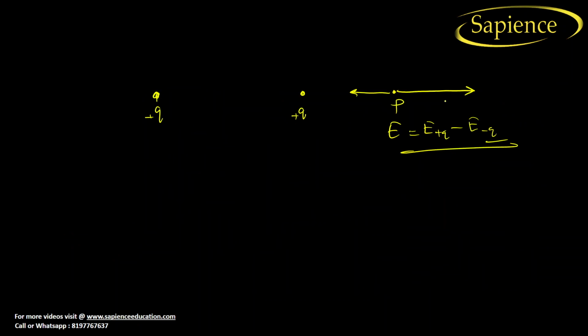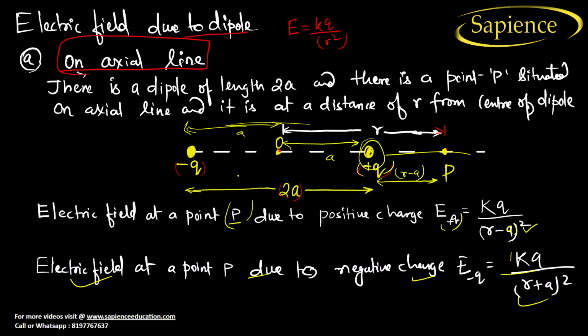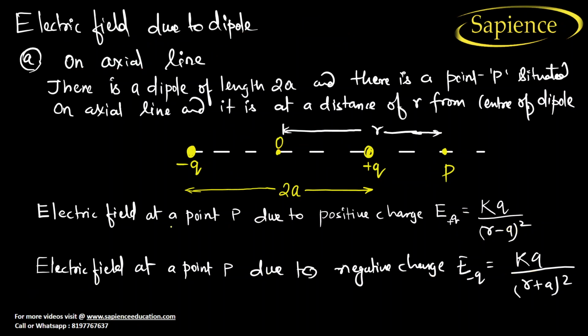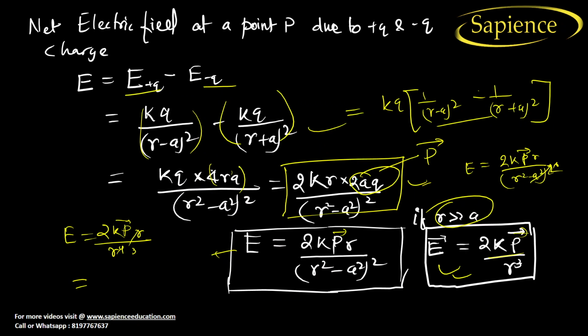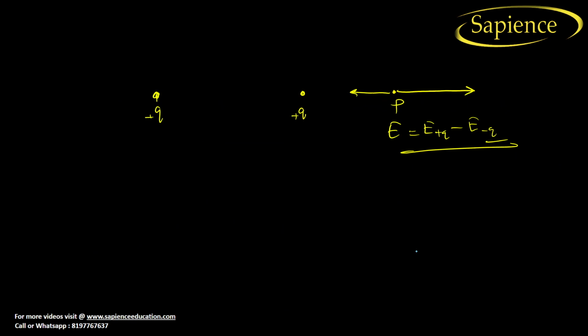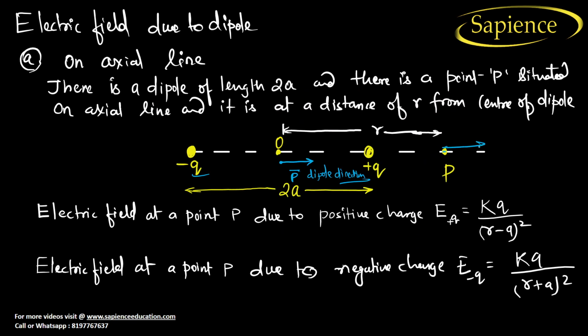And one thing I have missed here: the direction of a dipole. What will be the direction of the dipole? I will use another ink so that you can see. The direction of the dipole is in this direction, and it will always be from negative to positive, not positive to negative. For the electric field, the direction is positive to negative, but for the dipole it is just opposite. I hope you have understood this. So the electric field at this point will be in the dipole direction.